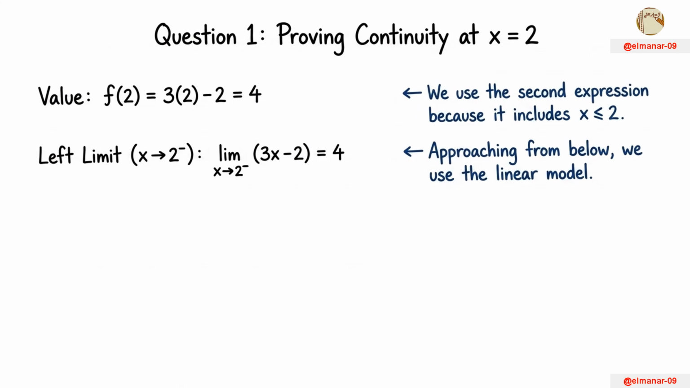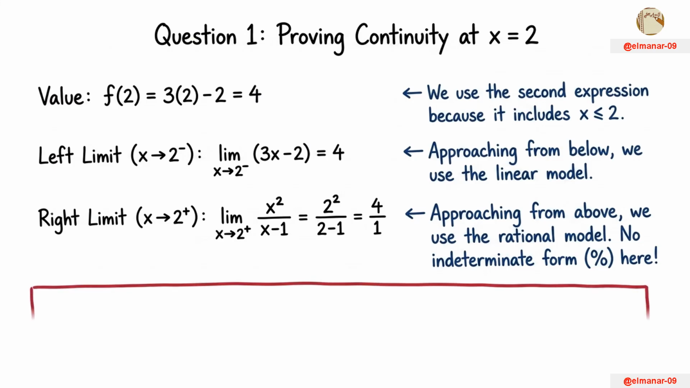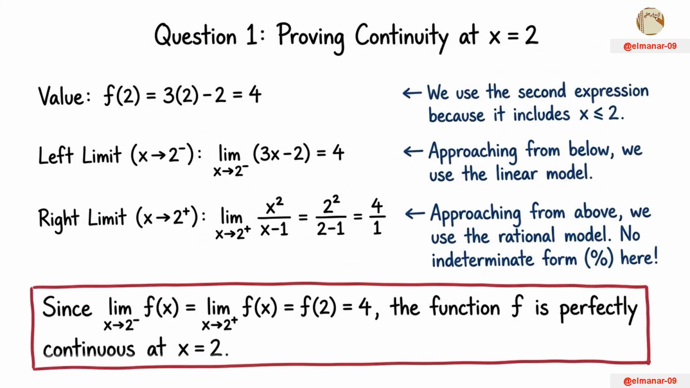Now the right limit, approaching from above. We use the rational model x squared over x minus 1. Plugging in 2 gives 2 squared over 2 minus 1, which is 4 over 1, or 4. Amazing! Since the left limit, the right limit, and the actual value all equal 4, the function f is perfectly continuous at x equals 2. The bridge is connected. Now let's see if the slope is just as smooth.